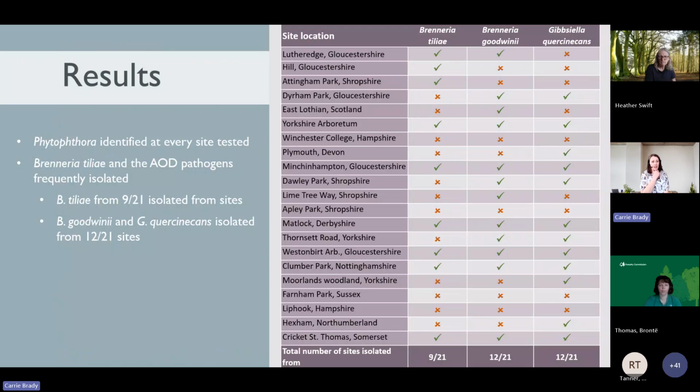And if we take a look now at the results of the bacterial identification and also the Phytophthora results, we identified Phytophthora at every site we tested, which we kind of expected. We frequently isolated Brunaria tiliae as well as the AOD pathogens, although not always together. We isolated Brunaria tiliae from 9 out of 21 sites that we visited, and Brunaria goodwinii and Gibsiella quercinecans were identified from 12 of these 21 sites.